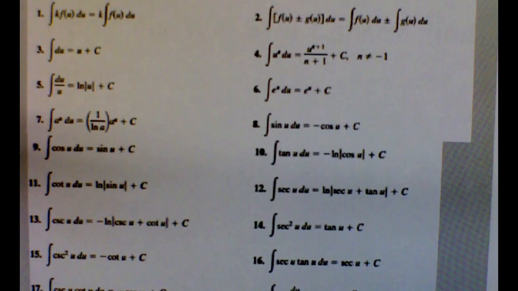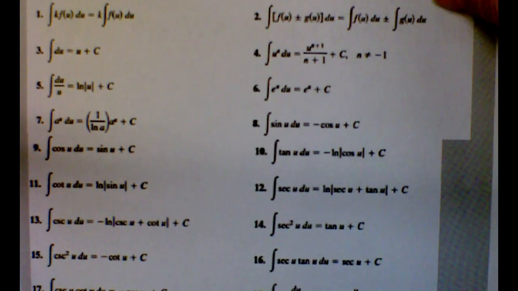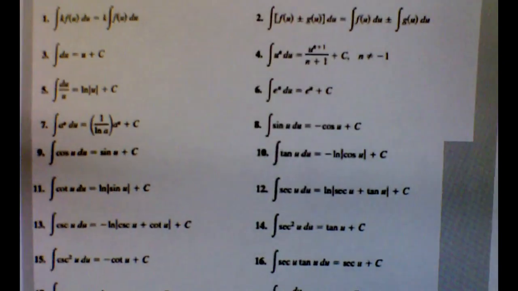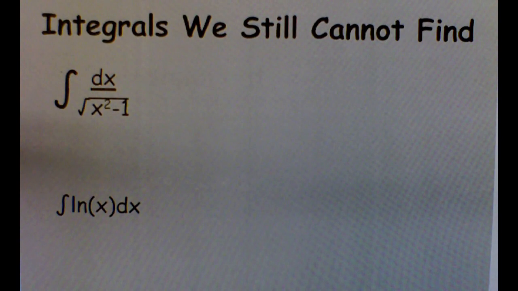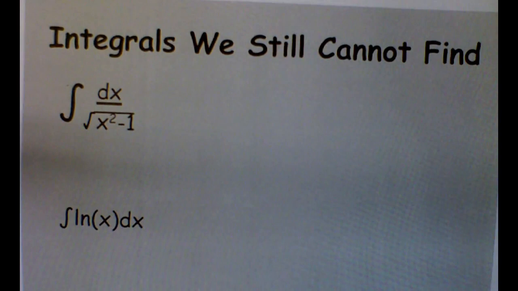We have a summary of all the different integrals we have learned about. That is in your book if you'd like. And then we still can't find certain integrals. We still don't have a way to find 1 over the square root of x squared minus 1. We have 1 minus x squared, but not x squared minus 1. We still don't have the antiderivative of natural log of x dx. So now you'll have an assignment to practice these.